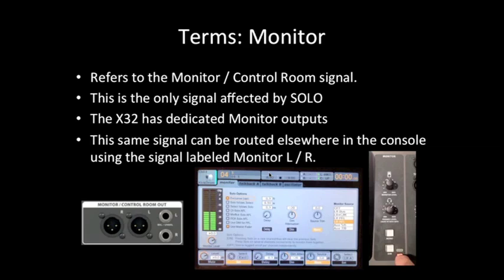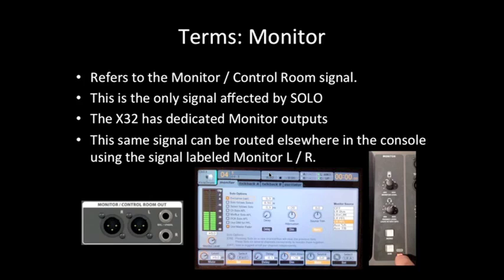The X32 features dedicated monitor outputs, which is great to have, but maybe you need to route that monitor signal somewhere else. Maybe you're having another Q wedge or something, and you can do that on the routing menu by assigning monitor left or monitor right to a particular pair of outputs.